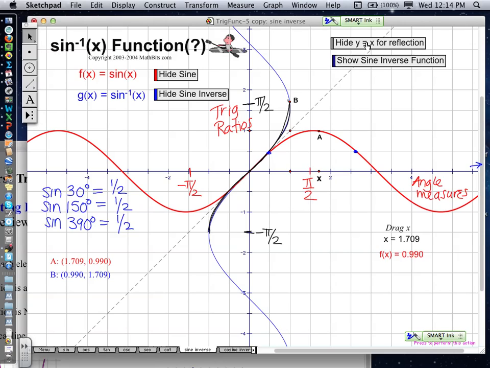Now, let's look at it from the inverse perspective. Let's look at the angle whose sine is 1/2. What do we get for that value?